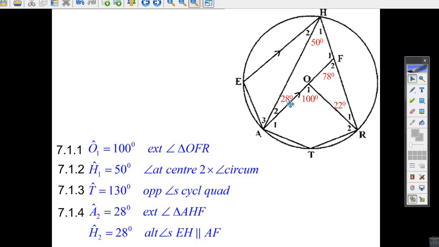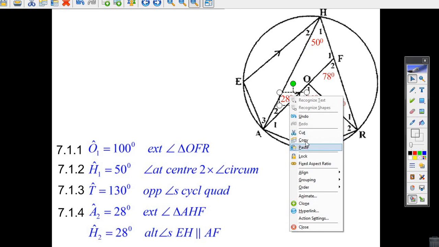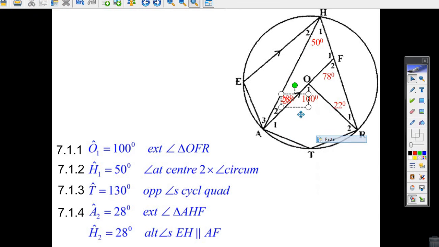A2 is equal to 28 degrees. Now we're going to get this H2. Oh, it's 28 degrees because we've got parallel lines here. So alternate angles make this angle up here 28 degrees. There's everything figured out. That's 28 degrees because the opposite angles have to add up to the exterior angle of triangle AHF, and that's alternate angles, which are 28 degrees.